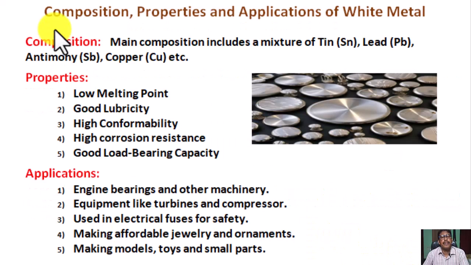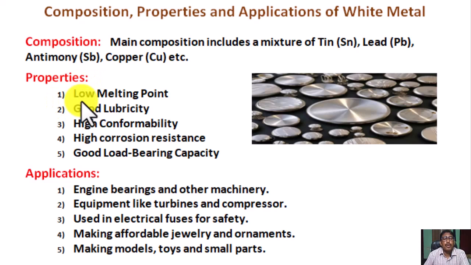Okay. Now, composition, properties and application of white metal. Composition. Main composition includes a mixture of tin, that means Sn, lead, that means Pb, antimony, that means Sb, copper, Cu, etc.